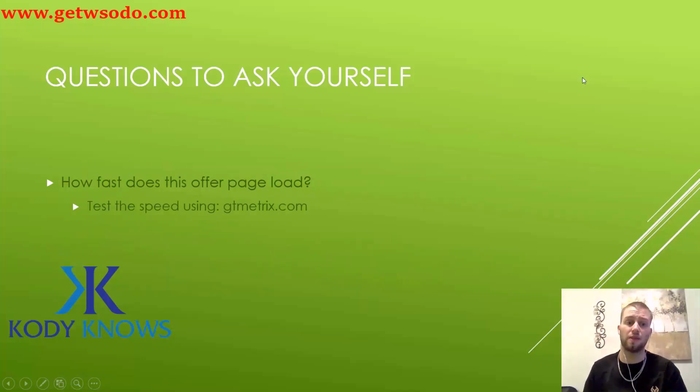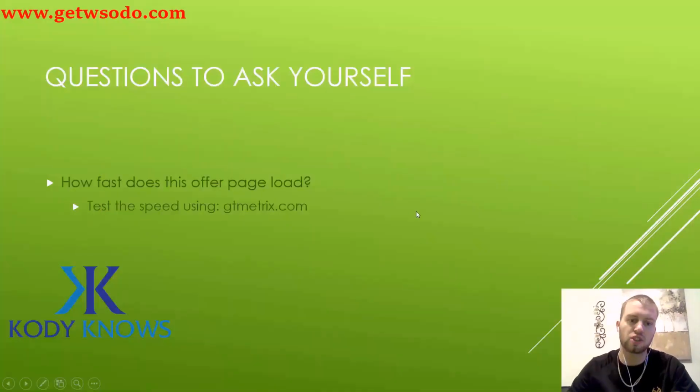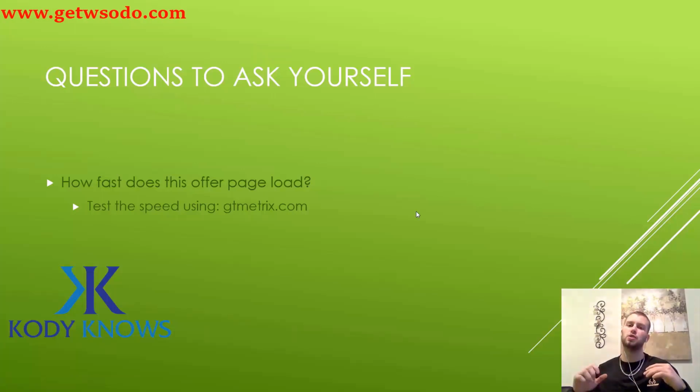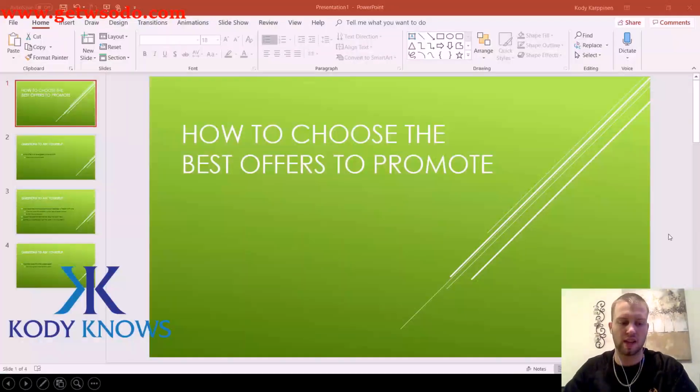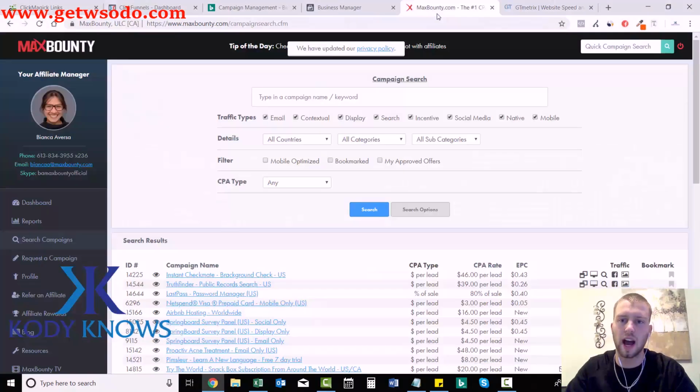Another question to ask yourself is, how fast does this offer page load? This is something I've learned in the past after buying all these training courses. You can actually test the speed of the offer page by using gtmetrics.com, and I'll go over an example of that. You just give them your offer page URL, and it runs a whole scan on your website and ranks your load speed from A to F. So with that said, let's hop into Max Bounty, and I'm going to give you guys a little overview of how I find my campaigns.